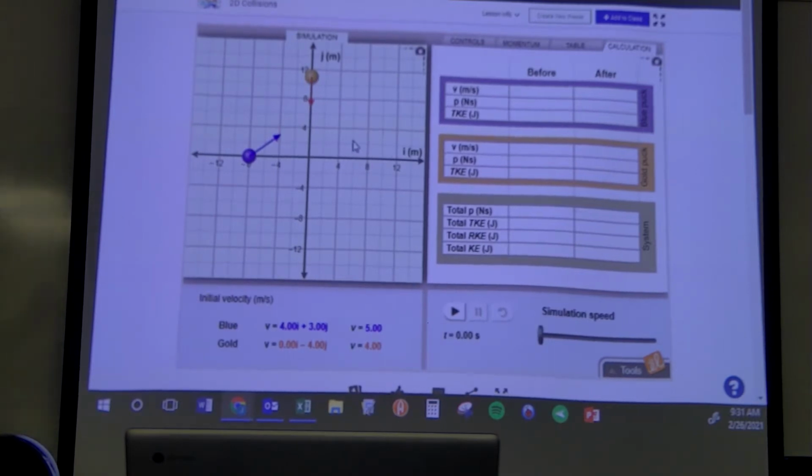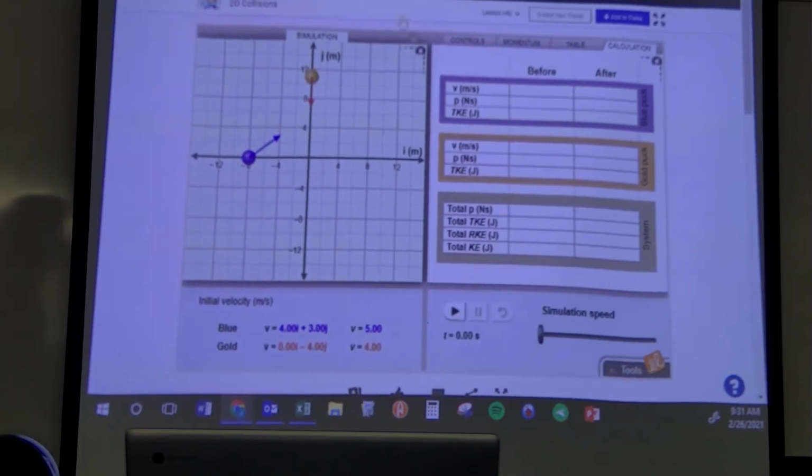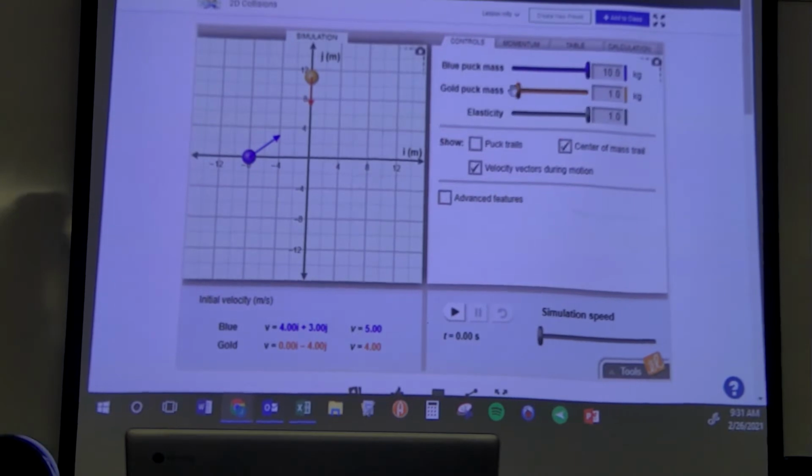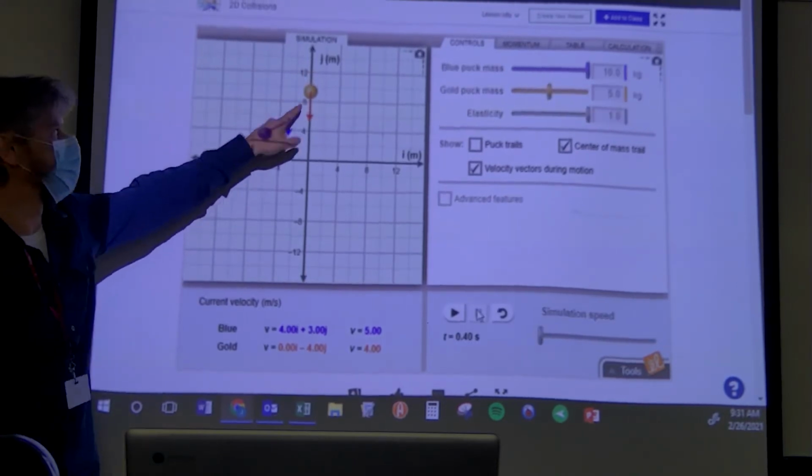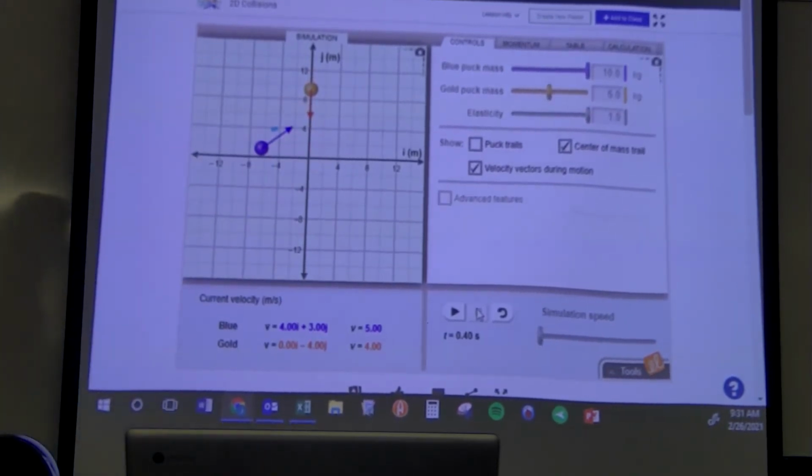So again, the center of mass velocity, and if I start changing stuff around, I change the location of the center of mass. Now the gold one is half as big as the blue one, so the center of mass should start a lot closer to the gold one than it did the blue one. And because momentum is conserved in this collision, that center of mass momentum stays constant. Okay. All right.